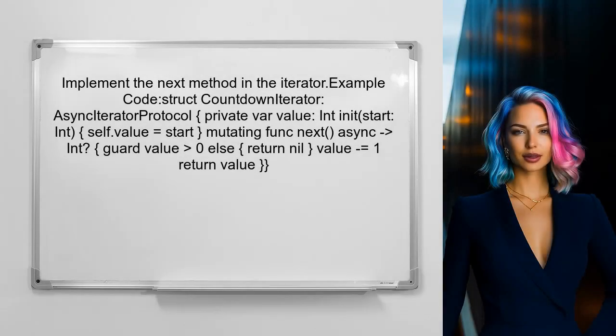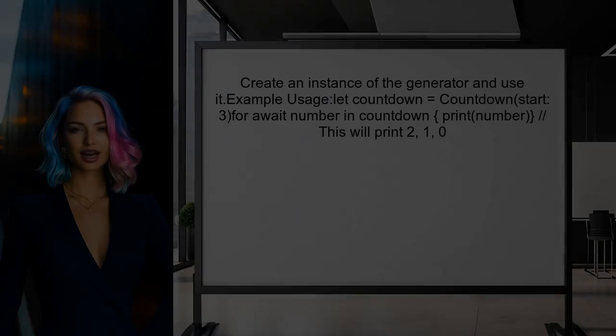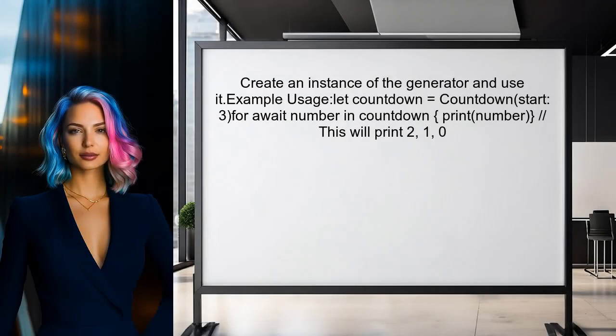Now the user should implement the next method in the iterator. This method will yield the next value in the sequence without storing any intermediate results. Finally, the user can create an instance of the generator and use it in a for loop to print the countdown values. This will demonstrate the generator's functionality.